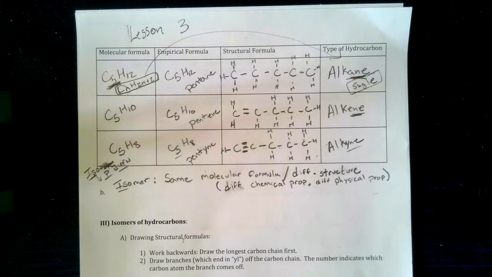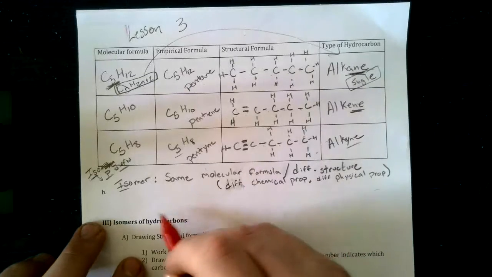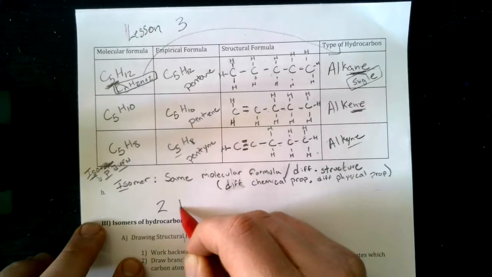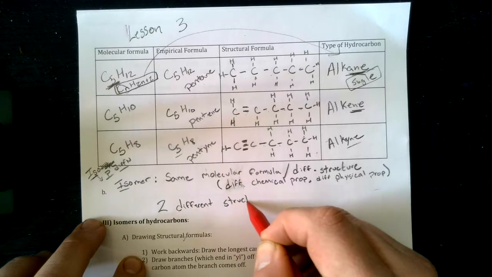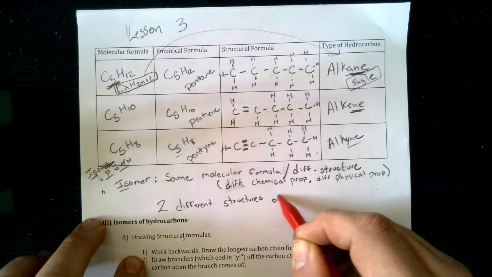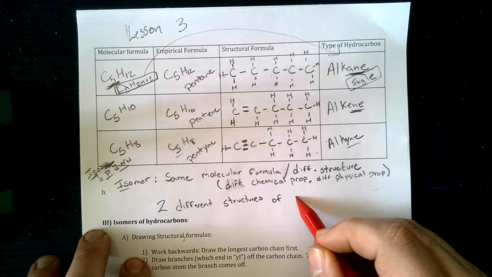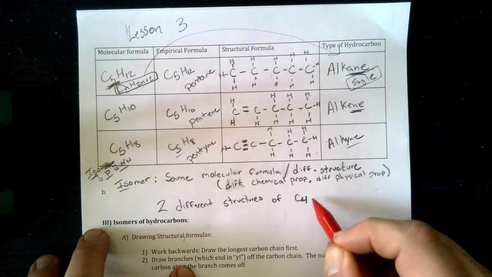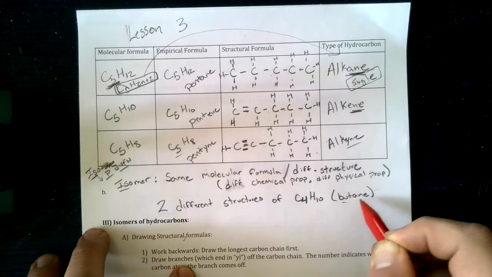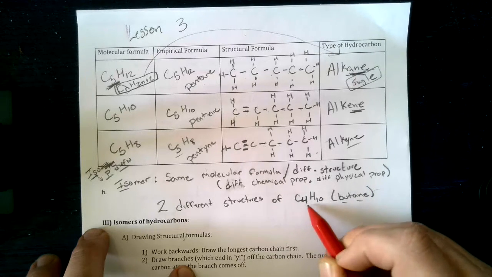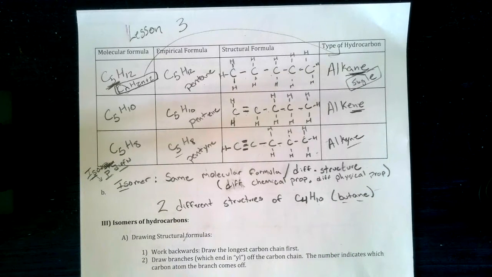So what I'm going to ask you to do is try to draw two different structures of C4H10, also known as butane. 4 carbons, single bonds, 10 hydrogens. So when you try and draw two drawings that are different, I'm going to stop the video and create a new one with the answers and the next steps, and I'll catch you on the flip side.